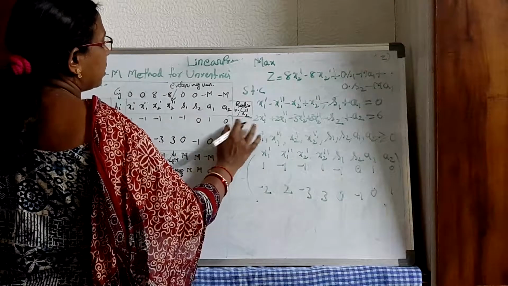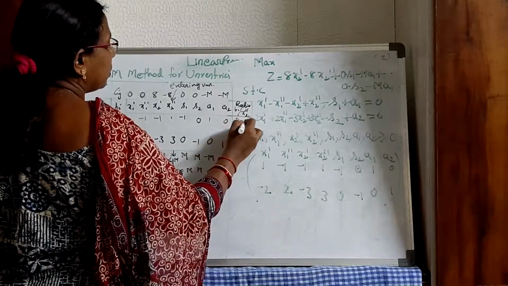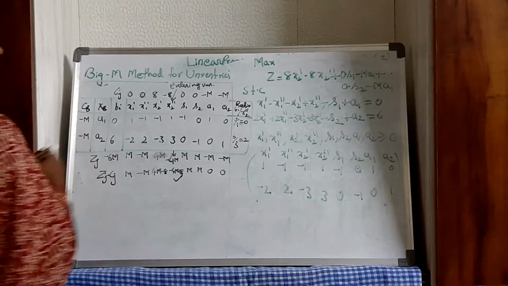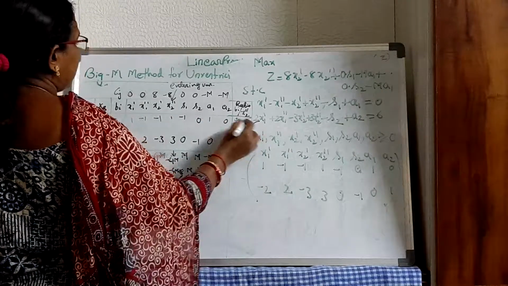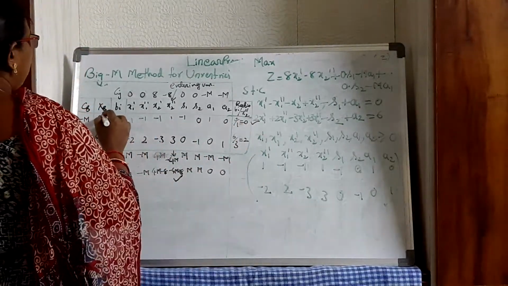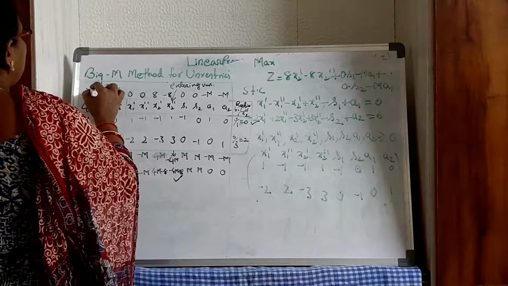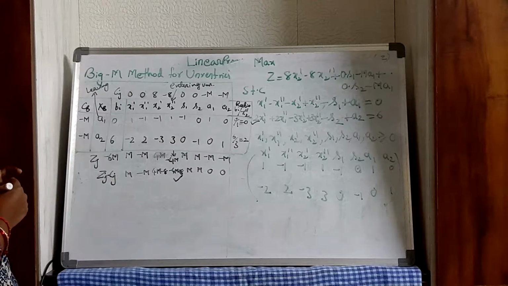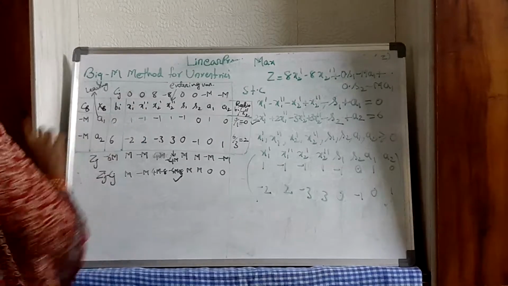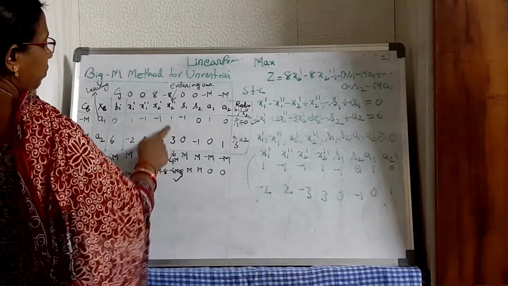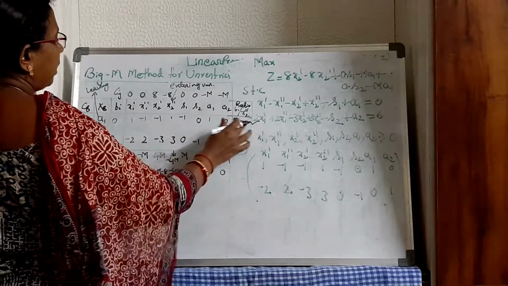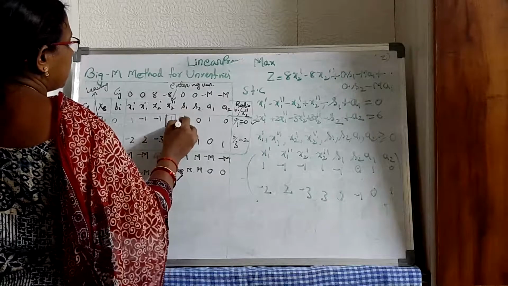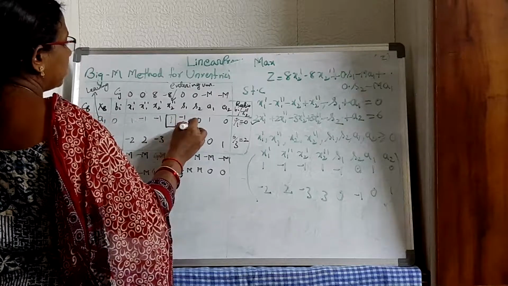0 by 1 is 0. 6 by 3 is 2. Now which is minimum here? This 0 is minimum. So the corresponding variable a1 will be the leaving variable. In place of a1 I should write x2''. Now the intersection of this most negative column and this minimum ratio is this. Now this is the pivot element.